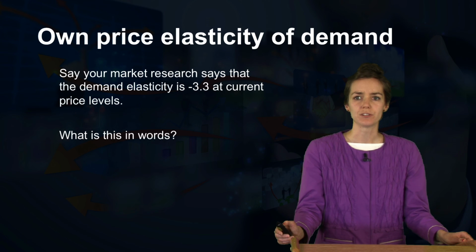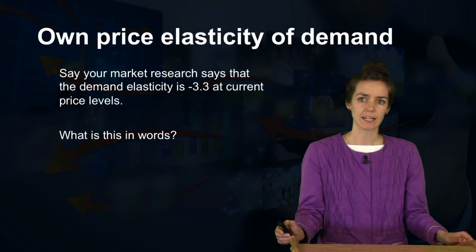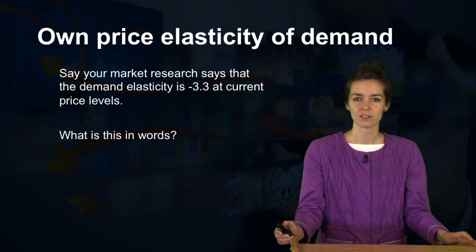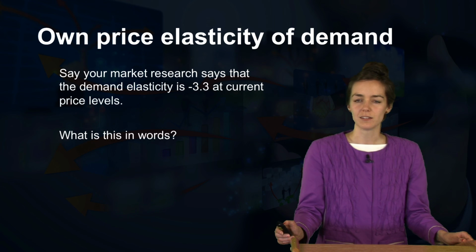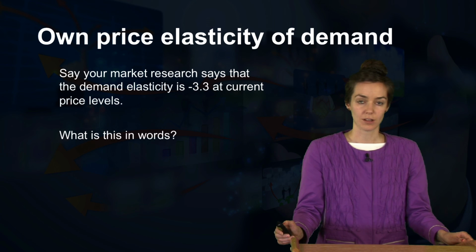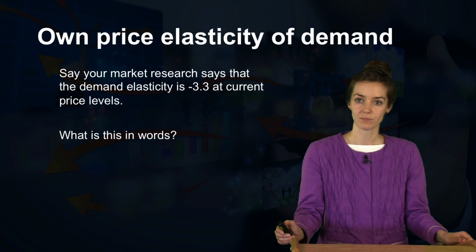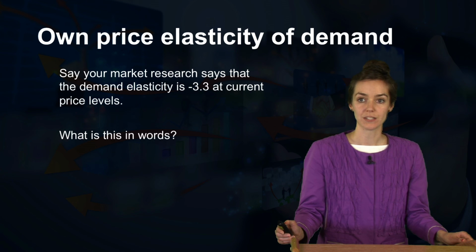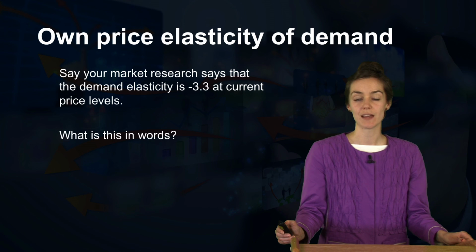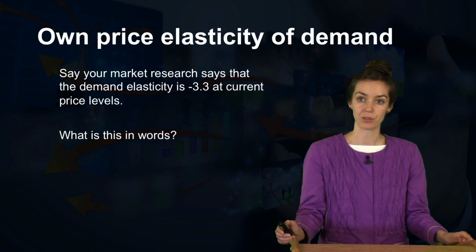Say your market research says that demand elasticity is negative 3.3 at current price levels. What is this in words? Recalling that demand elasticity is a 1% change in price giving you a certain percent change in quantity, this negative 3.3 tells us that if we increase price by 1%, quantity demanded will decrease by 3.3%.